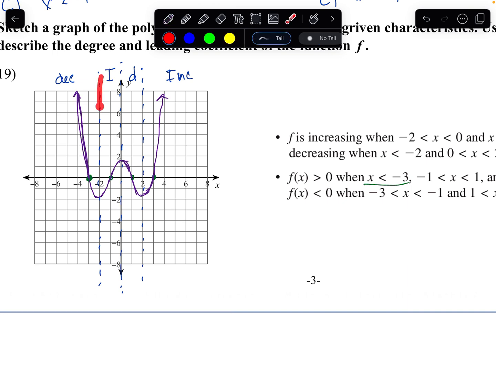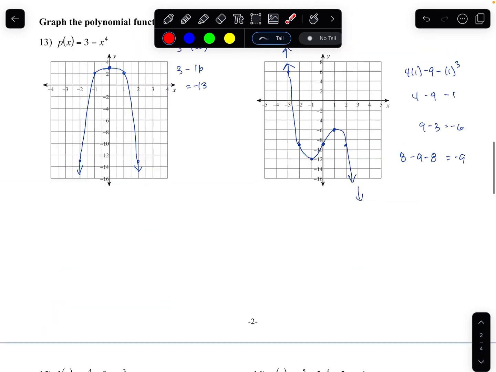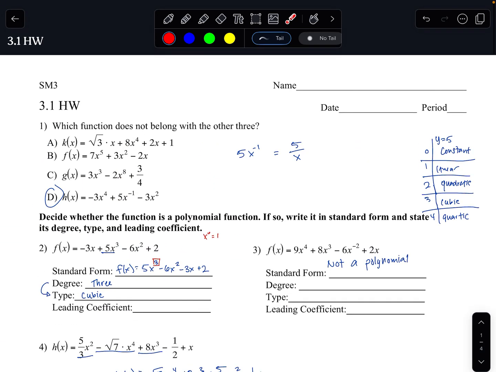So I like to use lines to separate intervals of increasing and decreasing, and then I like to put points on the x-axis to show whenever it's positive or switching from positive to negative. Okay, and there you go, kind of a long assignment, but there's 3.1.